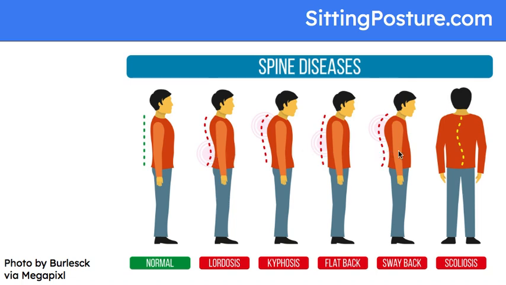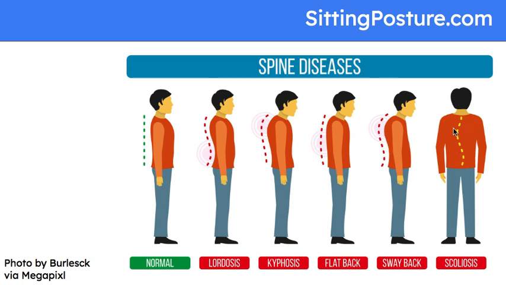And sway back, I actually don't know too much about sway back. I think it's a little bit of both. It's got a little bit too much lumbar curve and a little bit too much rounding forward, rounding of the shoulders and slouching forward. That's what that looks like. That is a little bit of both going on right there.